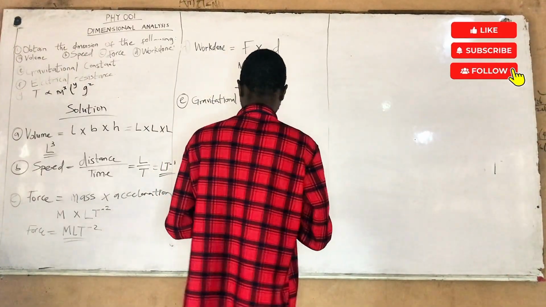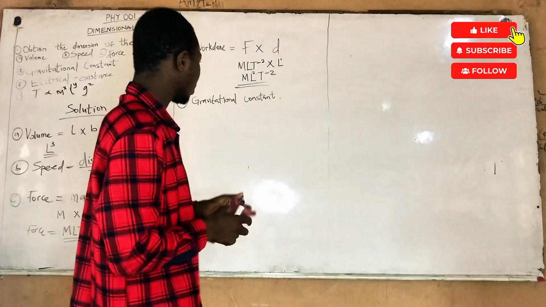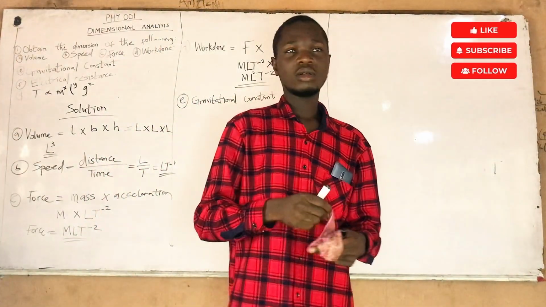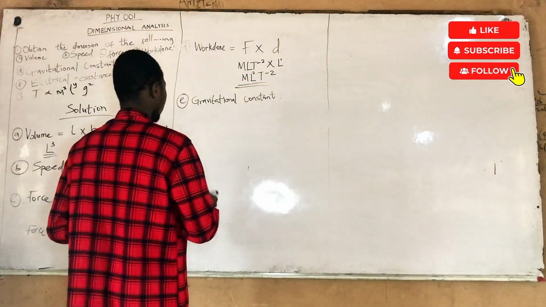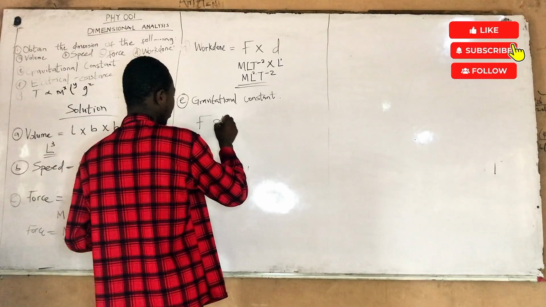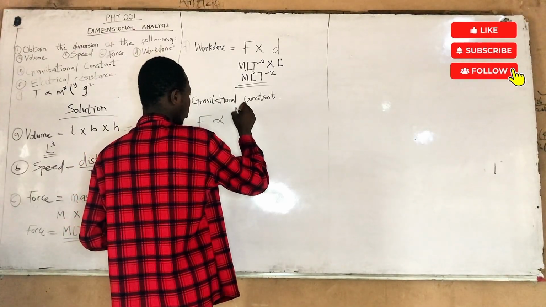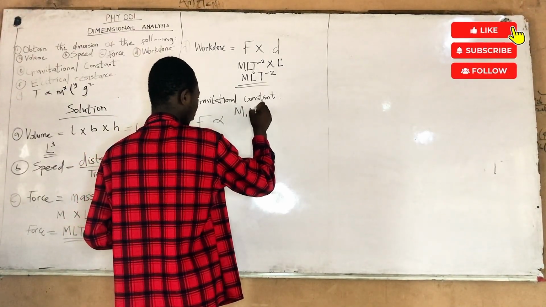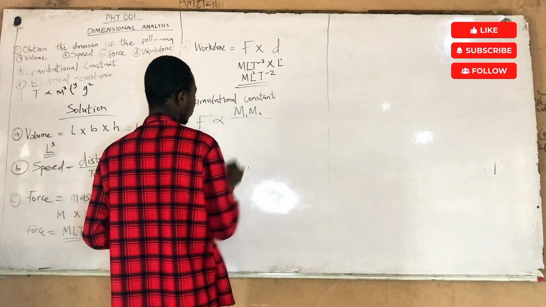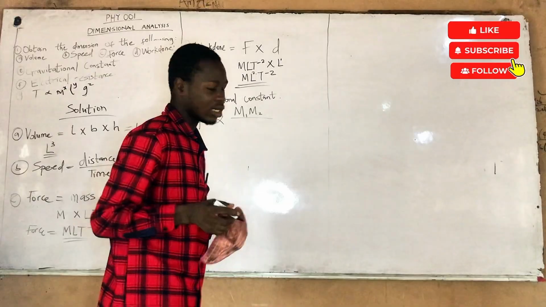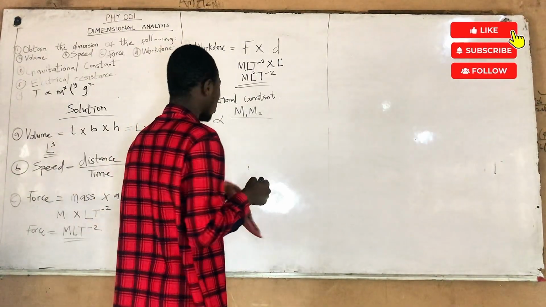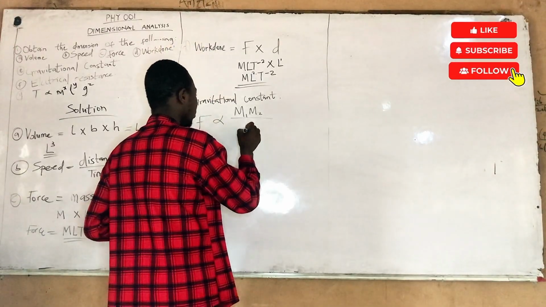So the formula for the gravitational constant, you can get from Newton's law, right? Which says that the force is directly proportional to the product of two masses, that's M1 and M2, and inversely proportional to the square of the distance between them.